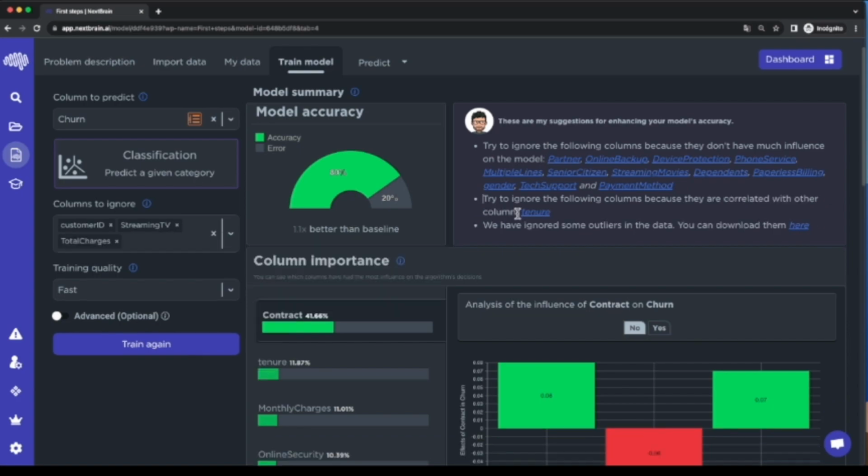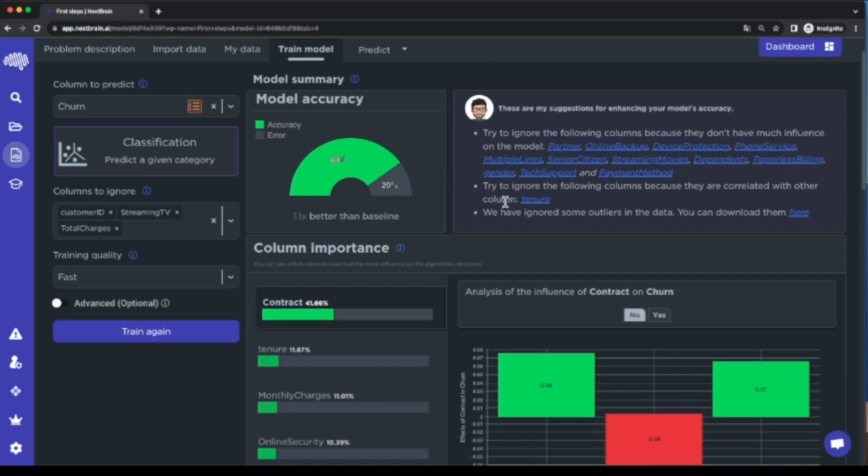Also, the model has detected that the column tenure has a strong correlation with total charge, as we have seen before. But it will remove total charge. We don't need to remove the churn column. Okay, with this we can train the model again.